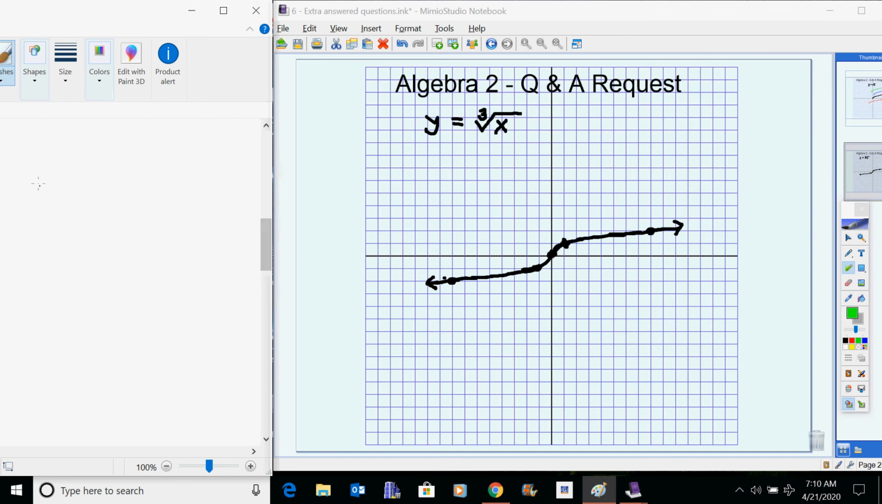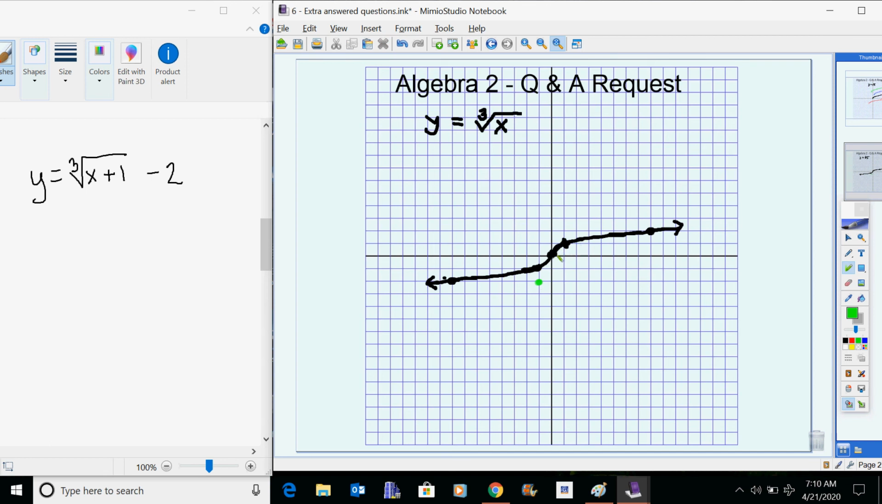All right, so let's say instead of this, I want to do y equals the cube root of x plus 1, minus 2. Okay, cube root of x plus 1 minus 2. Well, on that, I would need to go, this one will take us left 1, this one will take us down 2, so left 1, down 2. That would be your anchor point right here, left 1, down 2.